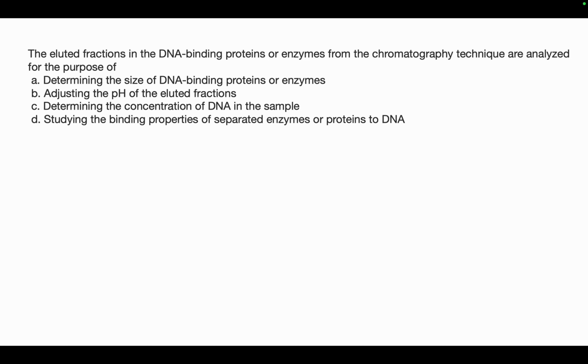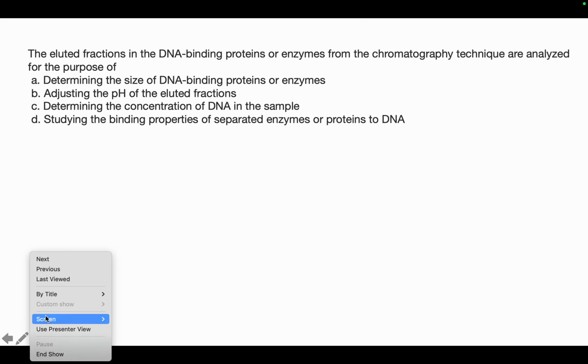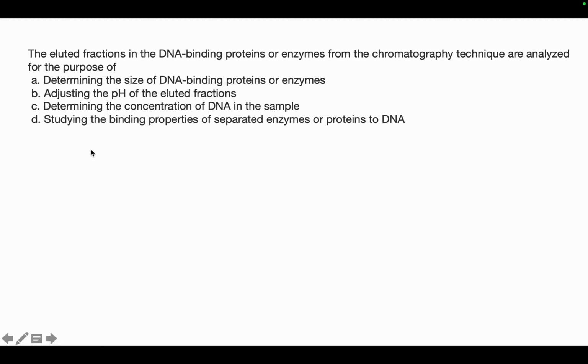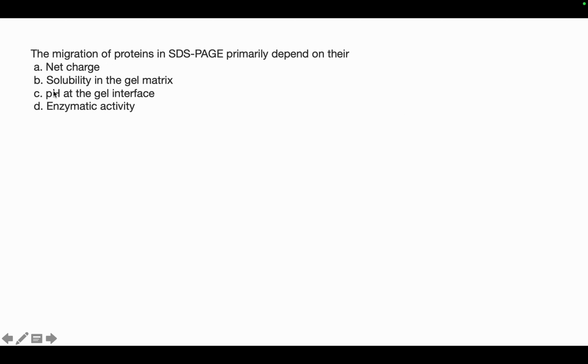pH and concentration are also not possible to check, so we can only check the binding properties of the enzymes and enzyme proteins bound to DNA. So the correct answer is D.